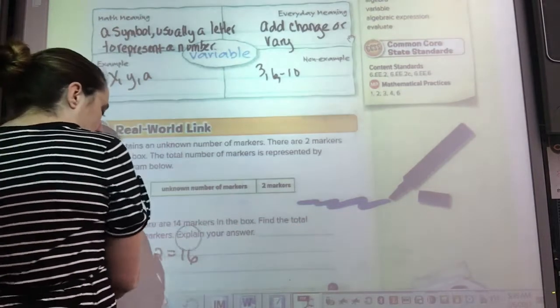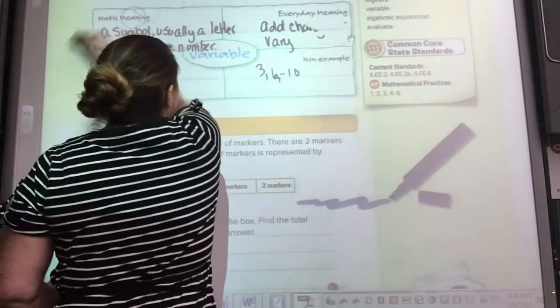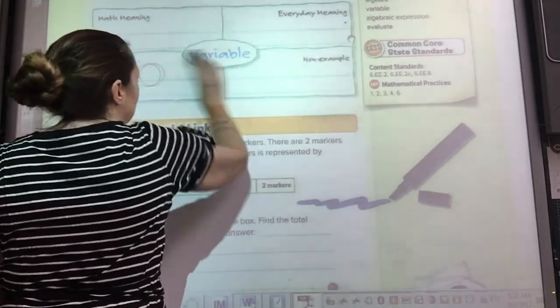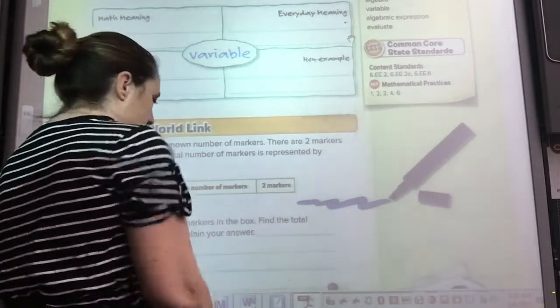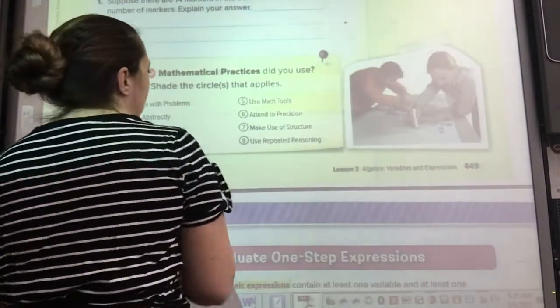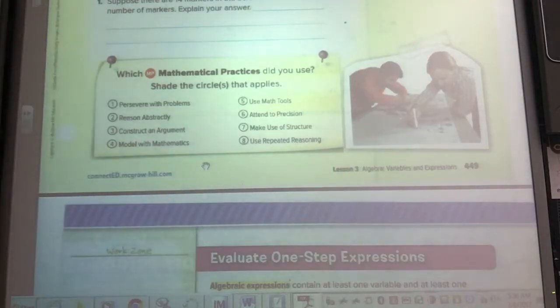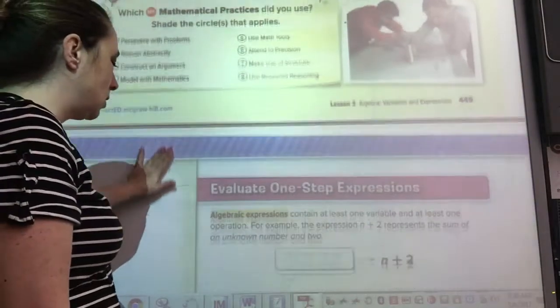All right, mathematical practices. We're going to have to think a little abstractly today to get this concept down. Definitely going to have to do that. Going to have to persevere with problems more than likely, okay? Expressions can be kind of difficult. All right, let's go on and see what we got.